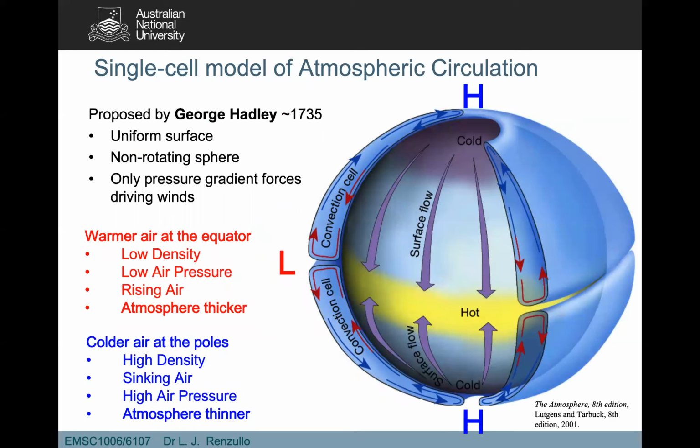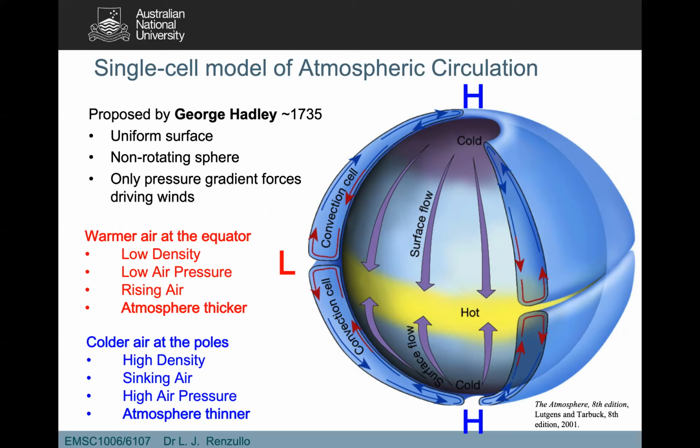And in 1735, George Hadley was trying to come up with a model for the distribution of energy across the globe, and he proposed this single cell model of atmospheric circulation. He made some assumptions, however: that the globe is a uniform surface, so there's no variation in the surface of the globe, that it is a static sphere, it's not rotating, and that it's the variations in pressure from the poles to the equator that drive the prevailing winds.